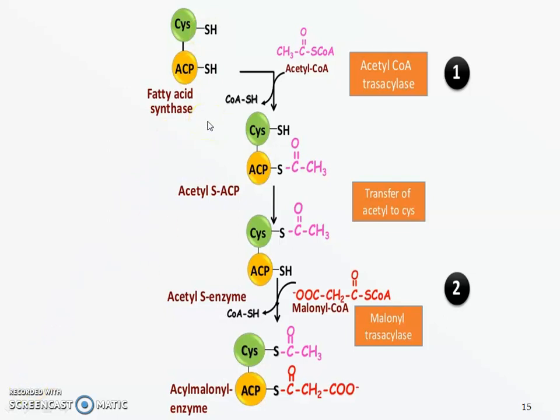Okay, so we'll see one by one the main reactions of the fatty acid synthase complex. So here in the first step we can see that the 2 carbon fragment containing compound acetyl CoA is transferred to ACP of the FAS complex, catalyzed by the enzyme acetyl CoA transacylase. Okay, so the acetyl unit is then transferred from ACP to the cysteine residue of the enzyme. Thus, the ACP site remains vacant.